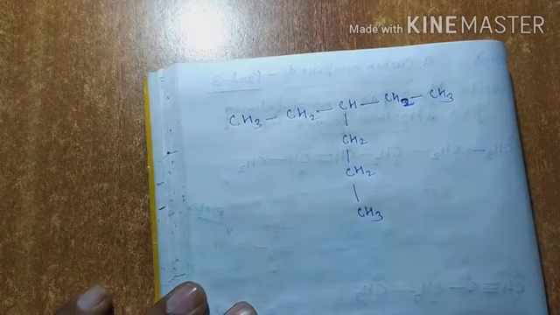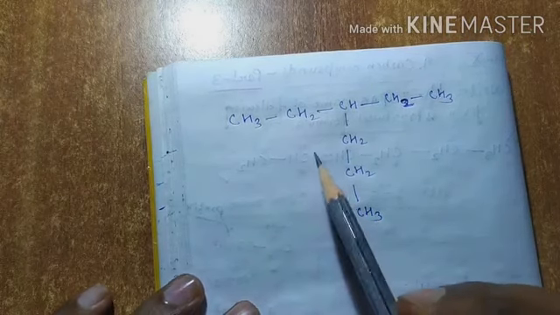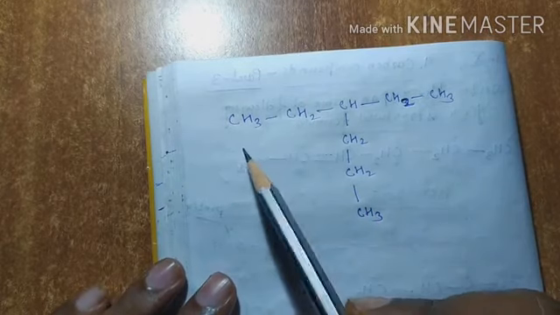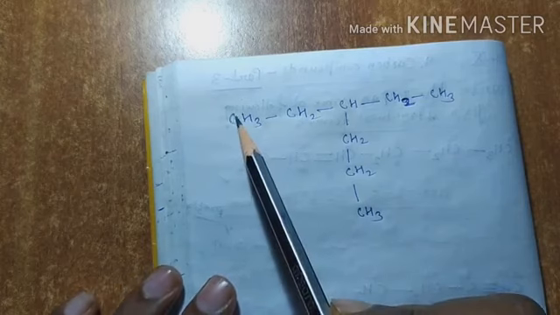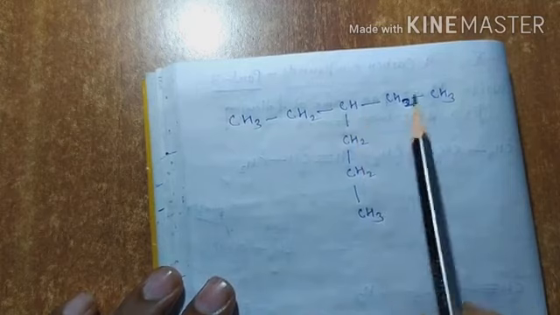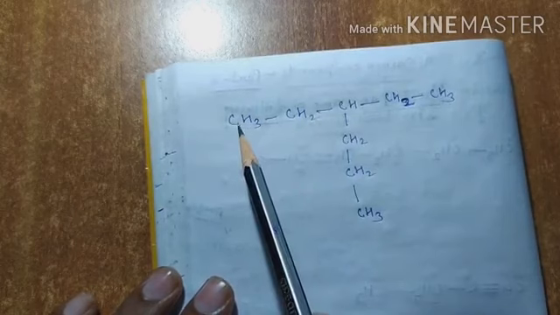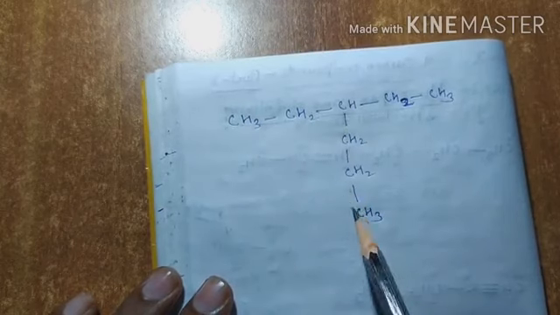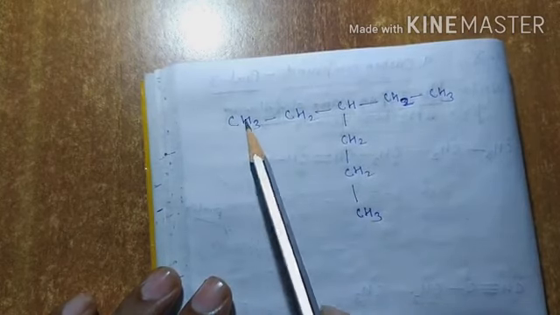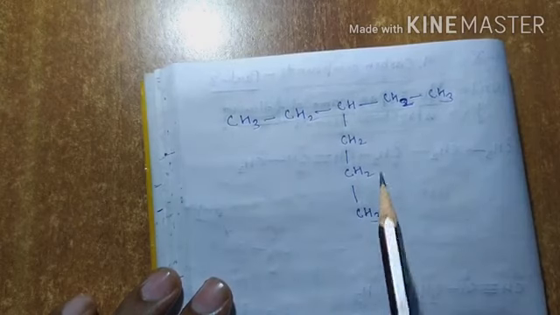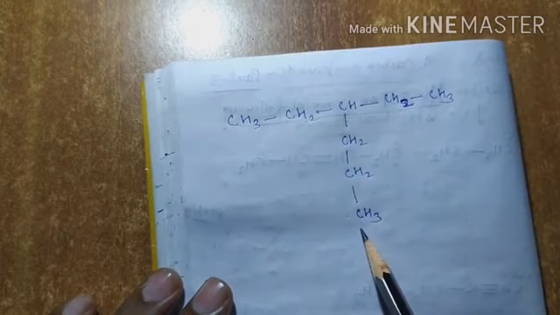Now again you have to write the IUPAC name. First you have to find the longest chain of carbon. If we count from the left in this straight chain, 1 2 3 4 5 carbons are here. But if we take it like this, 1 2 3 4 5 6, there are 6 carbons in this way. It means this chain is the longest chain. 1 2 3 4 5 6, so this is the longest chain.